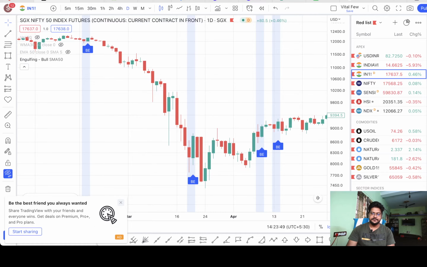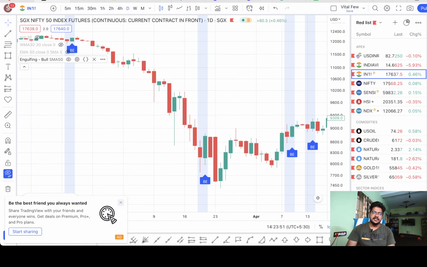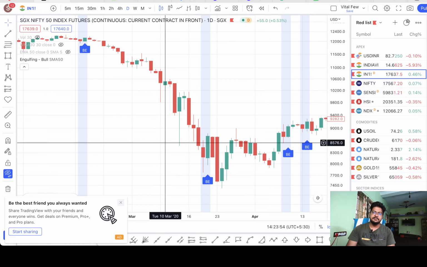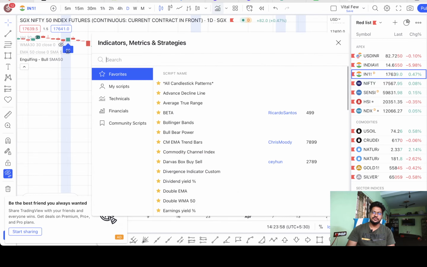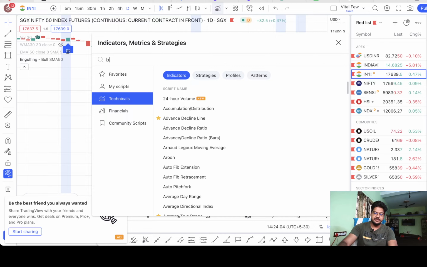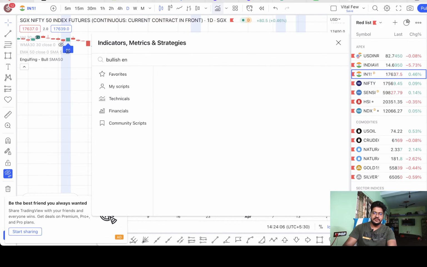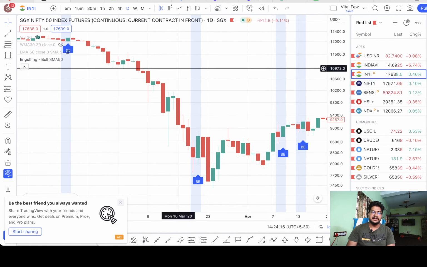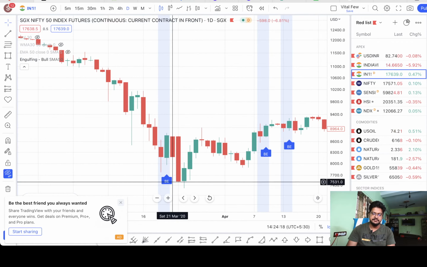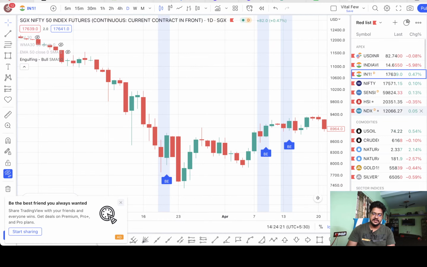Now let me show you with some live examples in the chart, then it will be clear. So this is the SGX Nifty chart, and let me first show you how you can add a tool which will automatically show you the bullish engulfing pattern. First of all, go to technicals and type engulfing. You can see bearish and bullish, select the bullish engulfing option and you will get this. It will show you a BE in the chart.